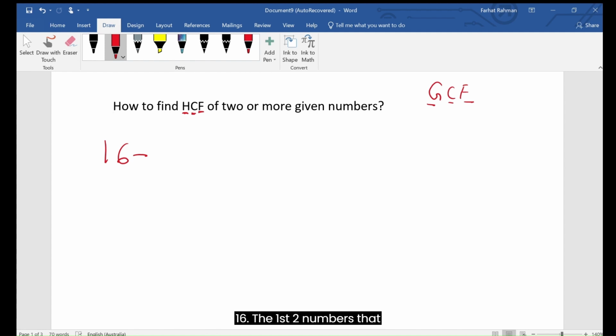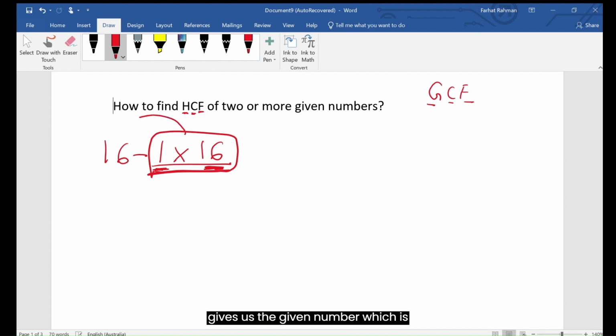Think of two numbers that we can multiply together to give us 16. The first two numbers that come to my mind are 1 times 16, because 1 times 16 gives us 16. And as I said, factors are numbers that when we multiply them together give us the given number, which is 16 here. So 1 and 16 are factors of 16, and we call it one factor pair. We write it like this.